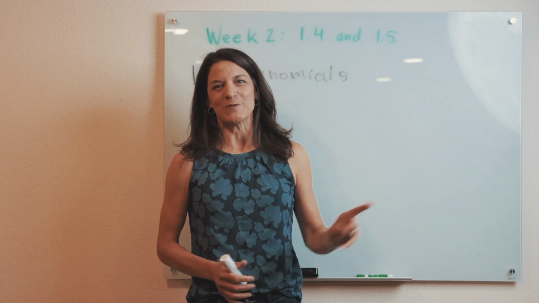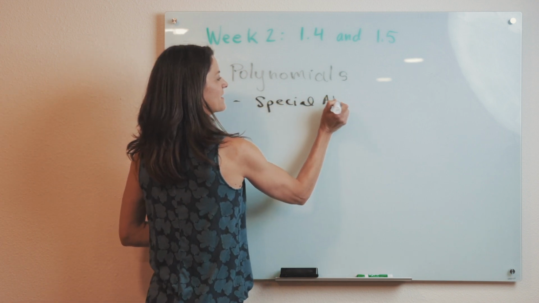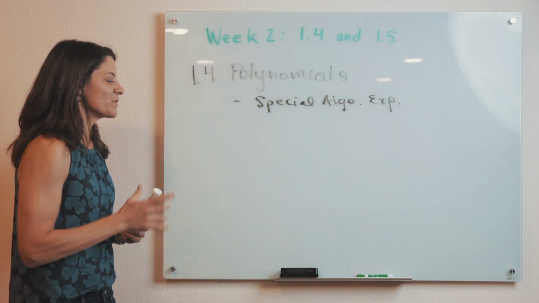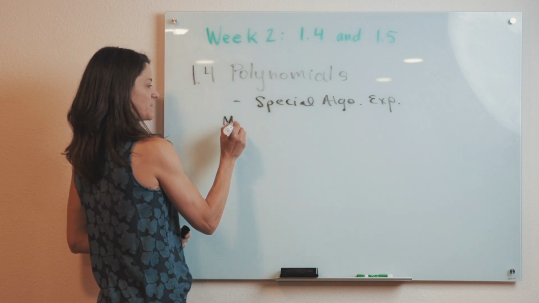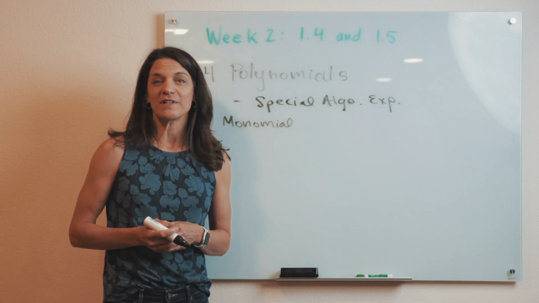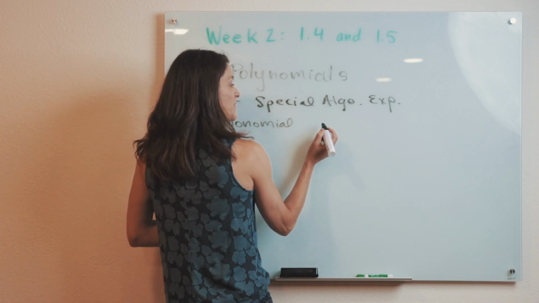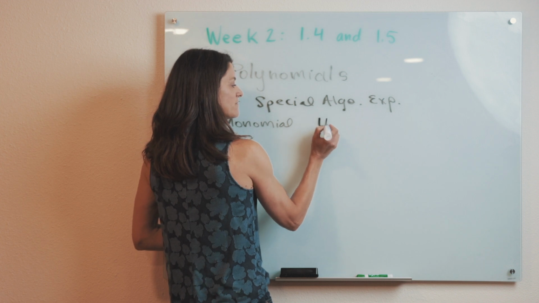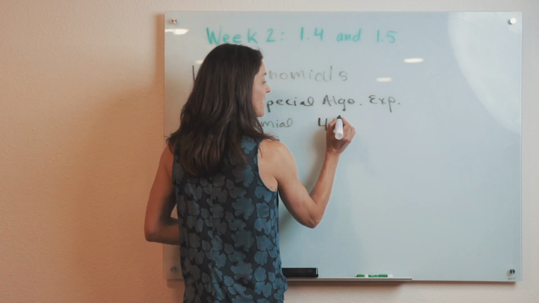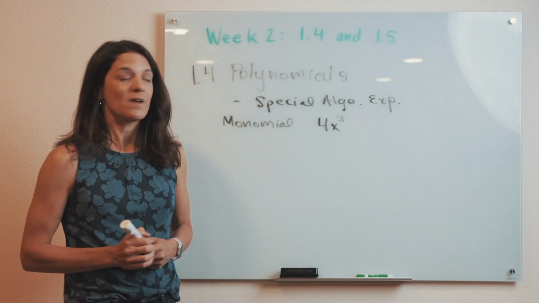1.4 is on polynomials. Polynomials are special algebraic expressions, and I'm going to abbreviate there. So to get to polynomials, we're first going to talk about monomials. Don't worry too much about memorizing this term. Monomials are a combination of numbers, variables, and operations in a particular form where we have a number, such as 4, multiplied by a variable, such as x, that has an exponent that is a positive integer. That makes up a monomial.